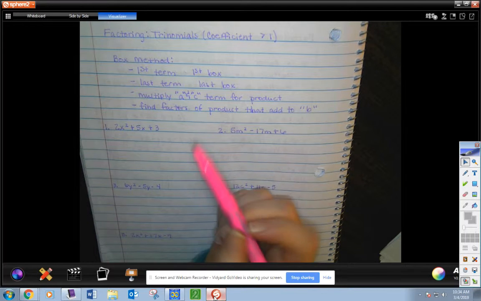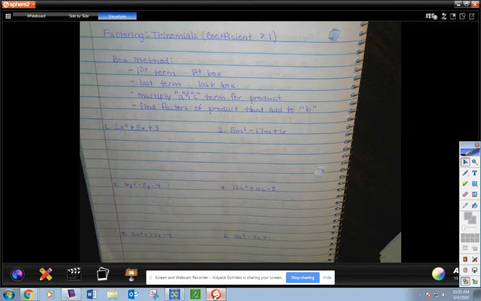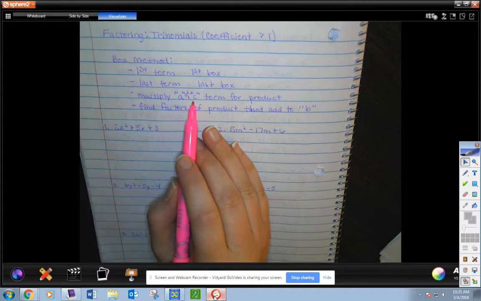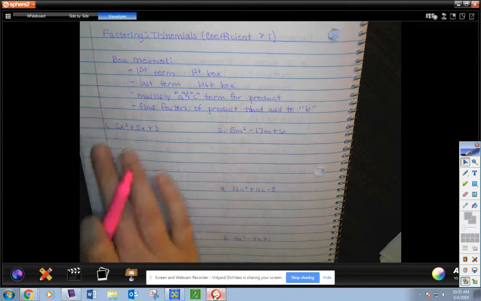What we're going to do is you're going to draw a box, and you're going to put the first term in the first box. You're going to put the last term in the last box. We're still going to do our multiply and add tables, but they change on how we multiply now. Now, your add term is still the middle term, your B. But now you must multiply your A and your C term to get the product. So your M term will be the first times the last.